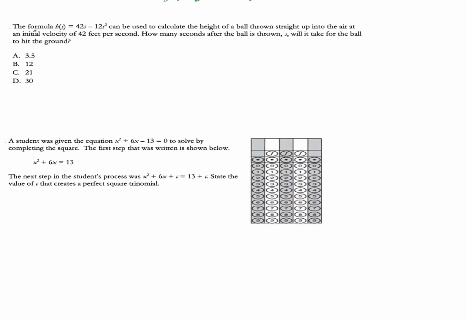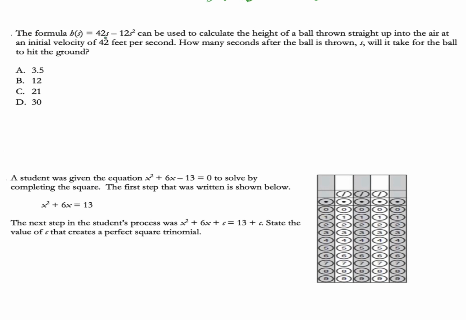So here it says the formula H(S) equals 42S minus 12S squared can be used to calculate the height of a ball thrown straight up into the air at an initial velocity of 42 feet per second. How many seconds after the ball is thrown, S, will it take for the ball to hit the ground? When the ball hits the ground, it's going to give you a height of 0.